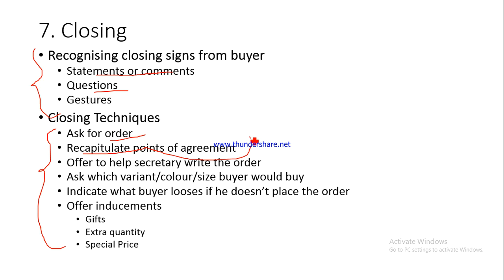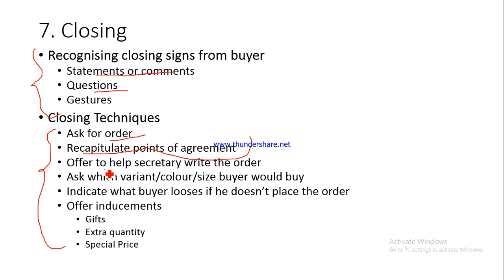Now this is recapitulating the points of the agreement: the delivery schedule would be this, and the free warranty would be provided, or free servicing would be provided for the next 2 years. So these were the points of agreement, and now the salesperson is recapitulating them, doing a recap of them. Now this will indicate to the buyer that the sales meeting is about to come to an end.